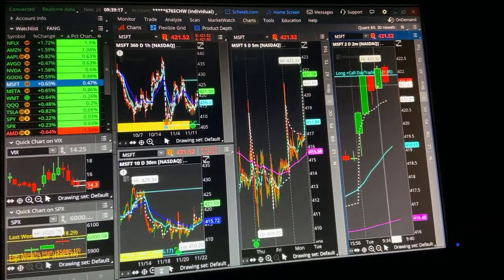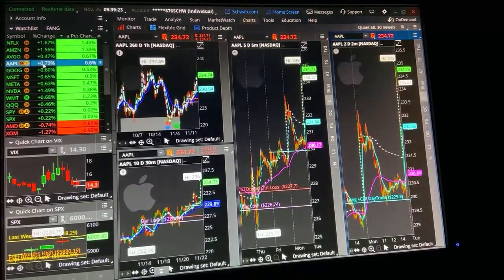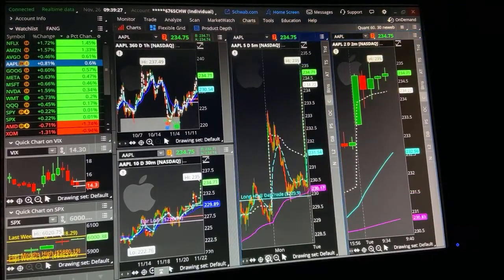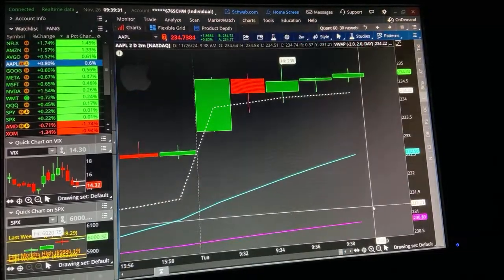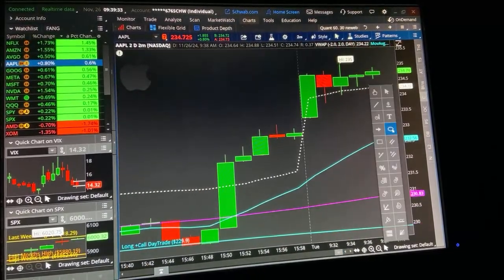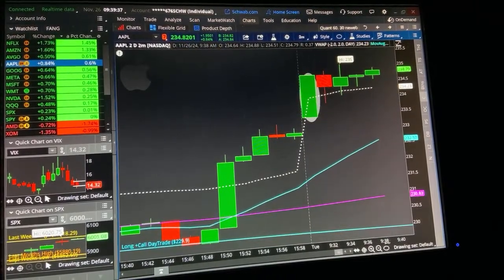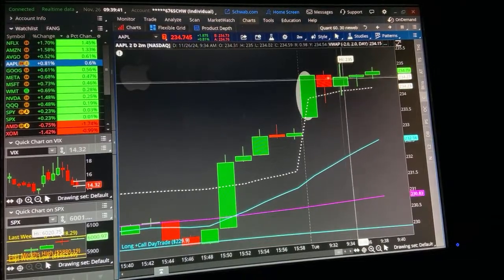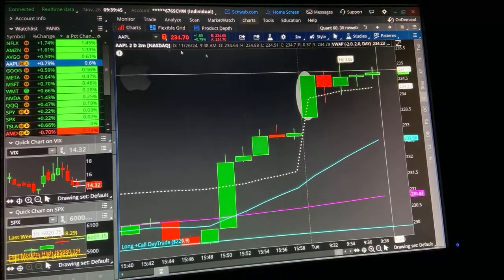Microsoft is up about 25, 30 cents there, give or take. Let me see, AVGO. You can see Apple trying to do something there, trying to put in a stance.